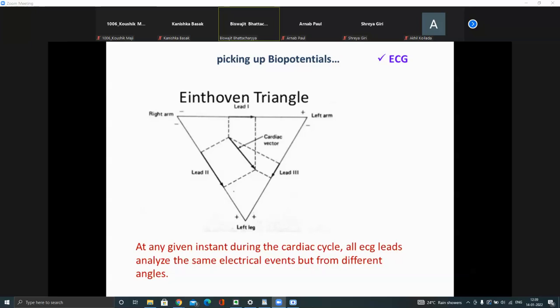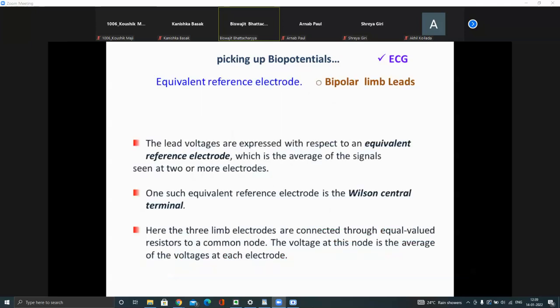So it means that at any given instant during the cardiac cycle, all ECG leads analyze the same electrical event, the same heart activity, but from different angles. One angle is between right arm and left arm, another is between left leg and right arm, another between left leg and left arm. So from different angles we are measuring the same heart activity. It's the same phenomenon observed in different ways.